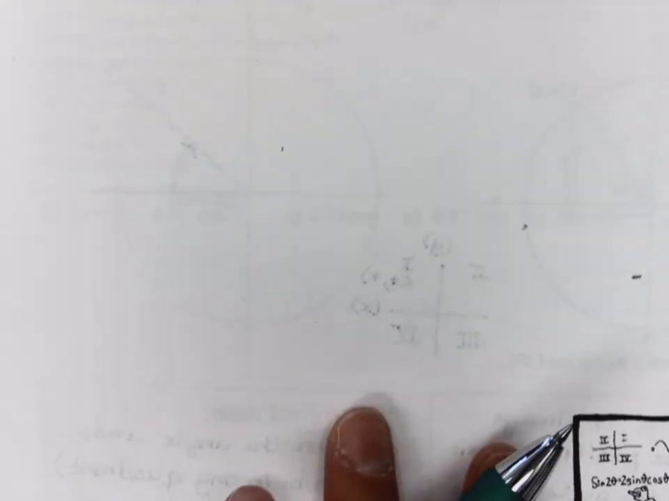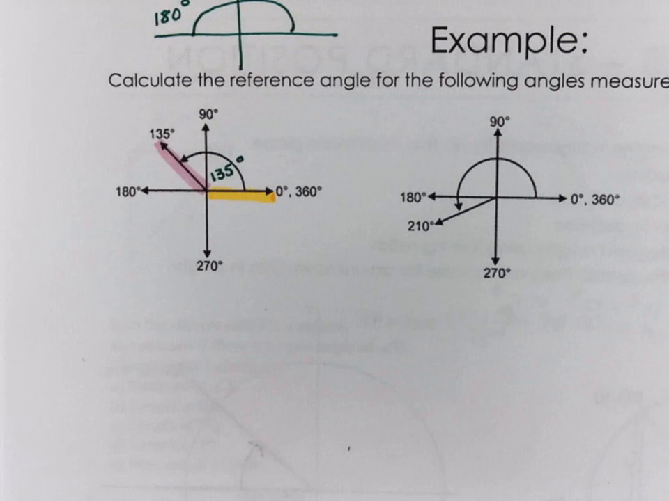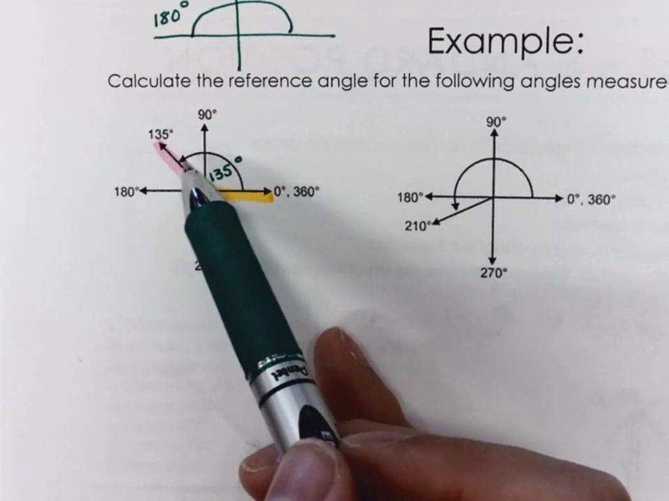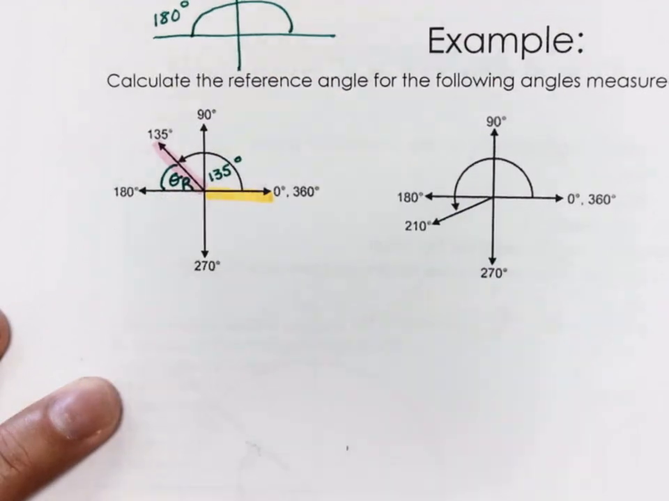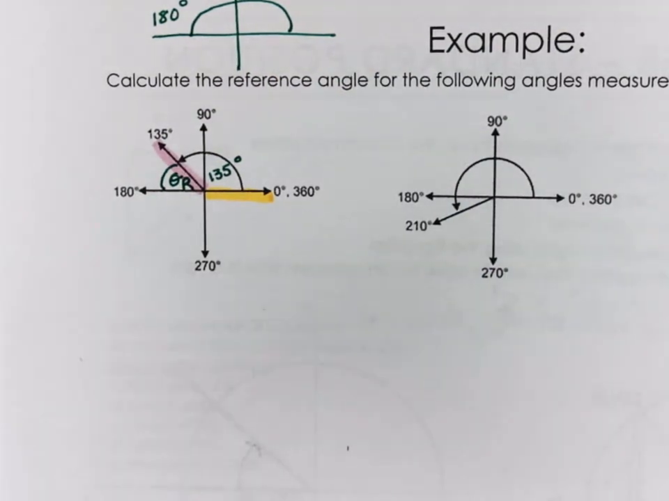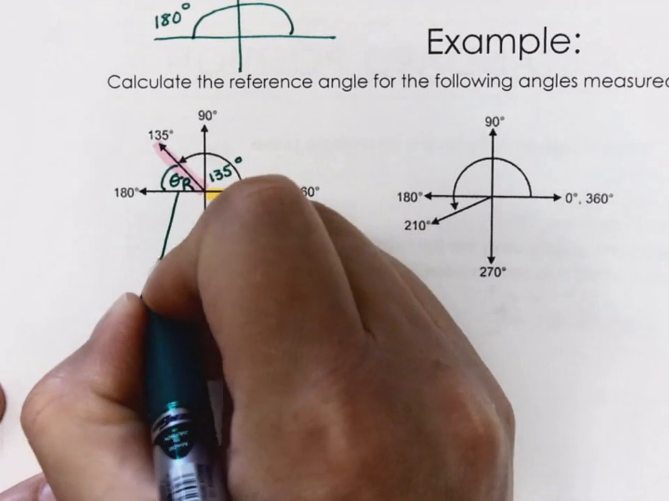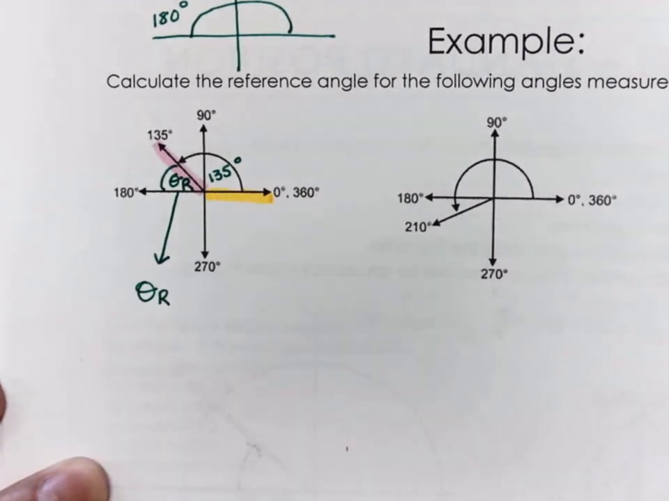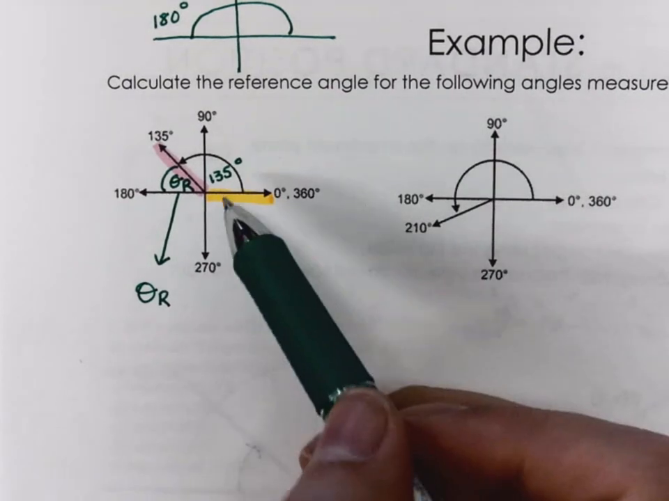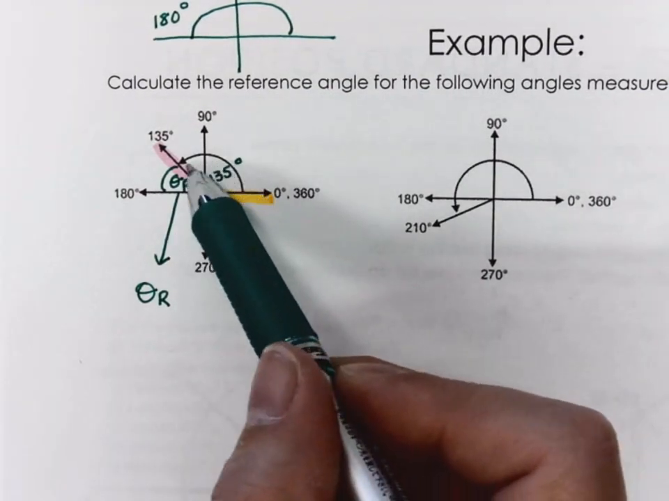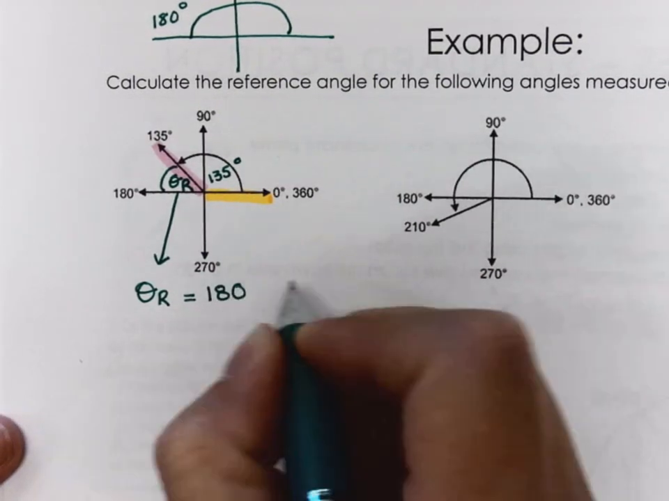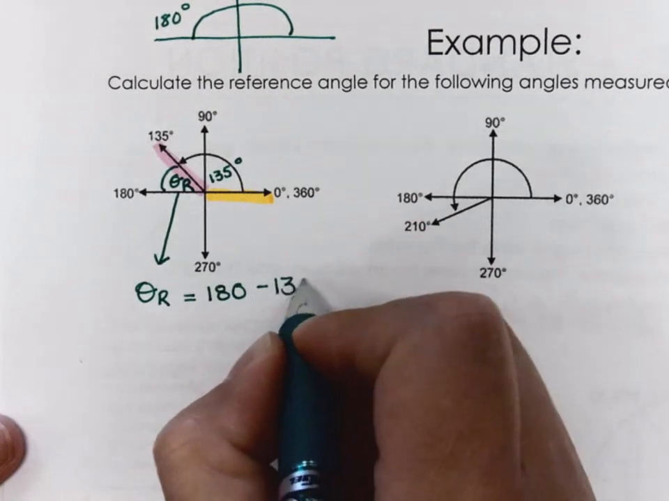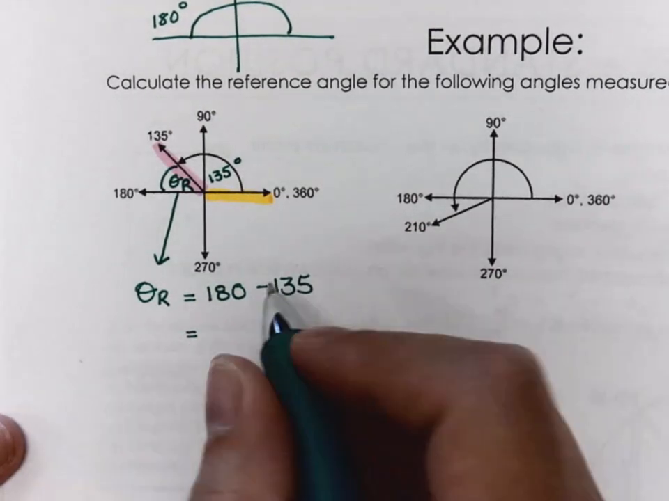Okay, so the reference angle in this question is going to be the acute angle made up with the x-axis. We know this isn't acute because that's greater. This one in here is your reference angle. So we're trying to solve for that reference angle. And what we know is a straight line is 180. We know that this part of it is 135. So to find the reference angle, 180 minus our 135. So that's going to give us 45.